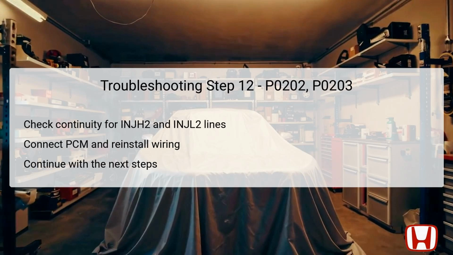Here, continuity testing needs to occur between specific PCM pins, while ensuring the injector relay is reinstalled. This step aims to validate connections within the INJH2 and INJL2 wires. Confirming wire integrity will allow you to indicate a functioning circuit. If continuity does not exist, it identifies the need for wire repairs in the respective lines connecting to the injectors.